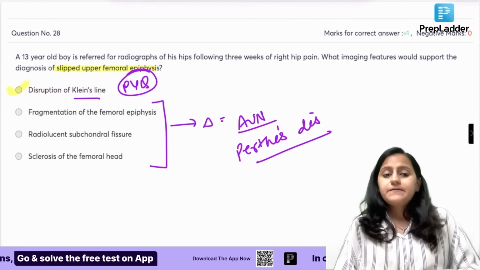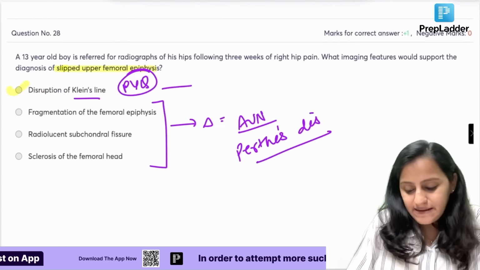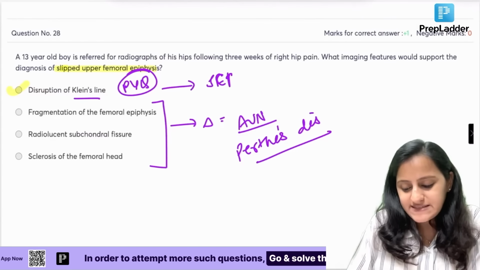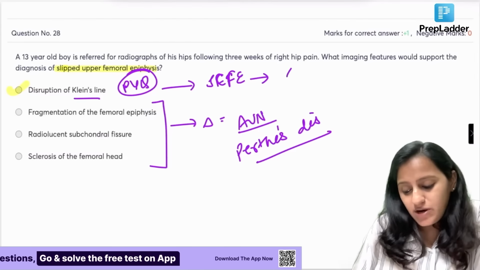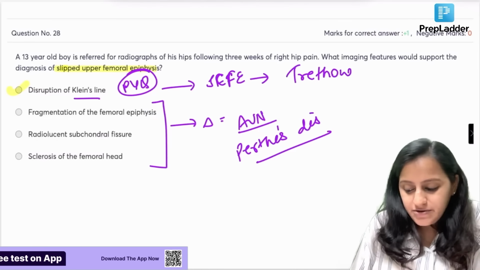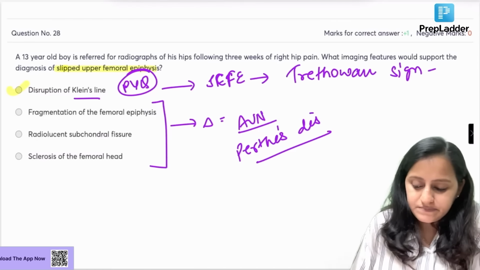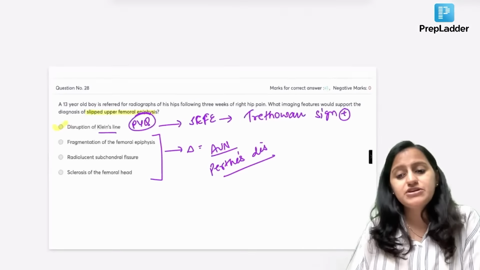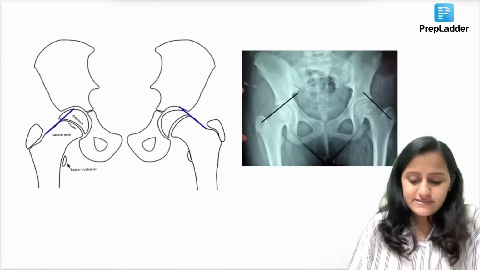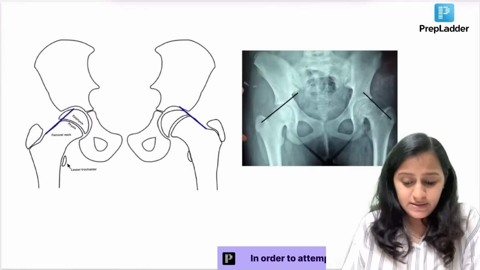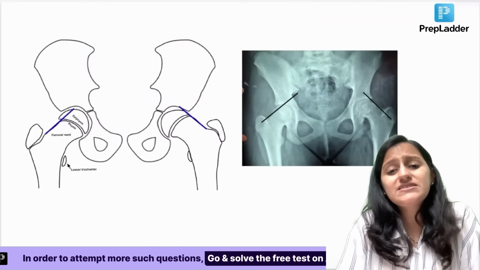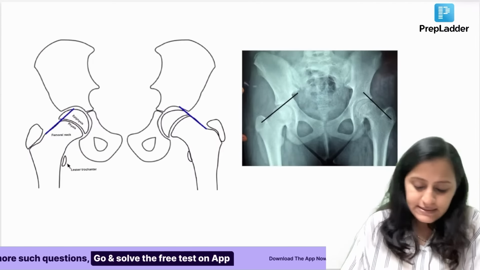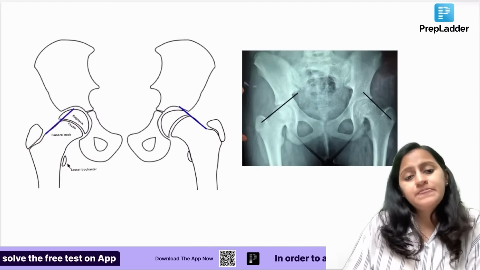Correct. Okay. And Kleene line is something which helps you in the diagnosis of SCFE. What is the positive sign called as? If positive, that is called as Trethowan sign. So look at this. You can get an image-based question as well. What line is shown here? Is it Shenton's line, Kleene's line? This is the Kleene's line.